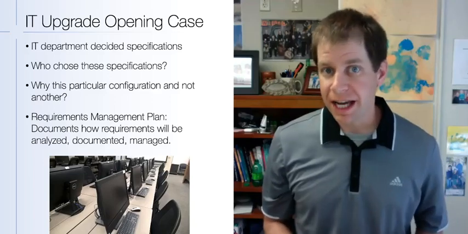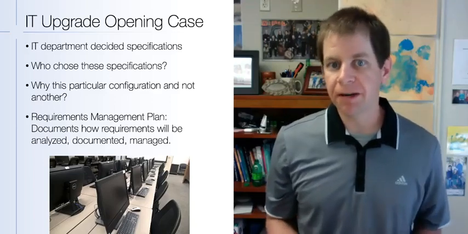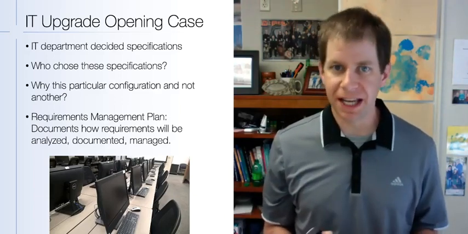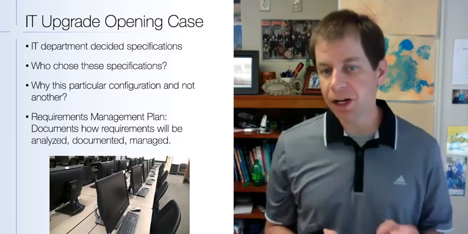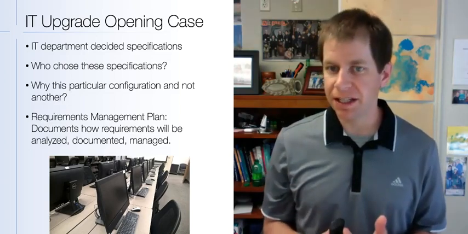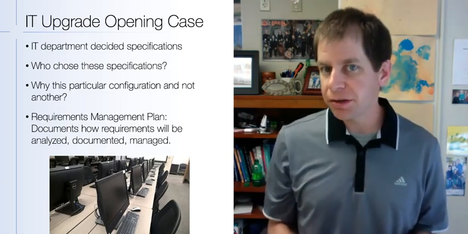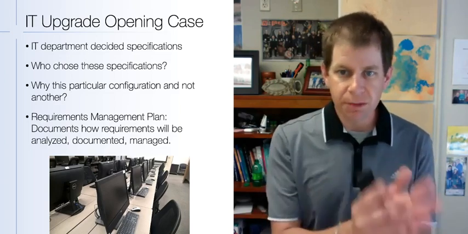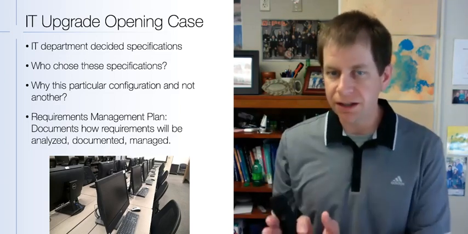As we continue looking at scope management, specifically requirements, we're going to go back and forth between the IT upgrade opening case and some real life examples. In the upgrade opening case, the IT department decided some specifications, but who chose those specifications? Who at the IT department chose those requirements? Why this particular configuration and not another configuration?